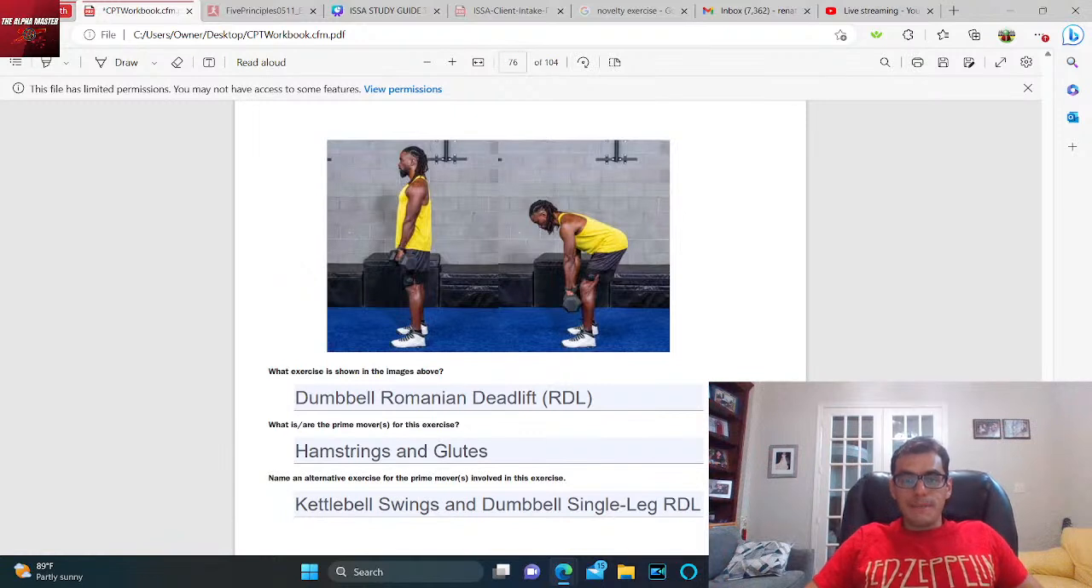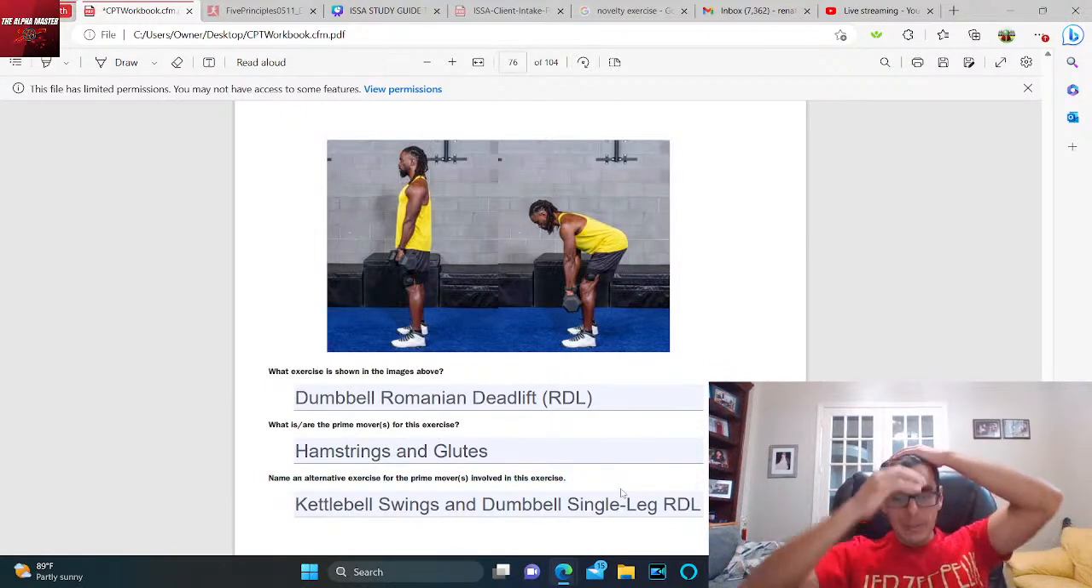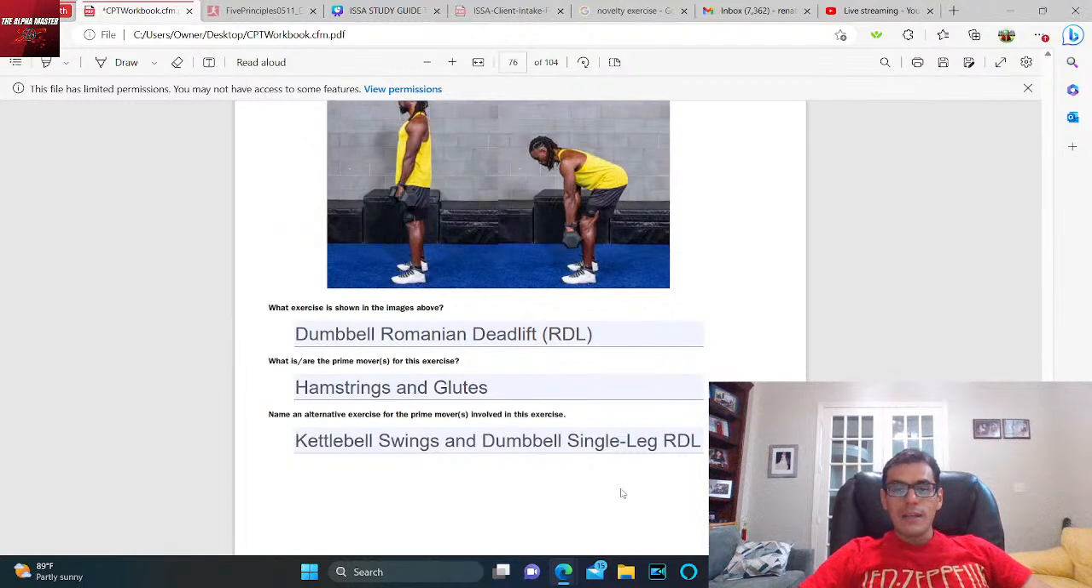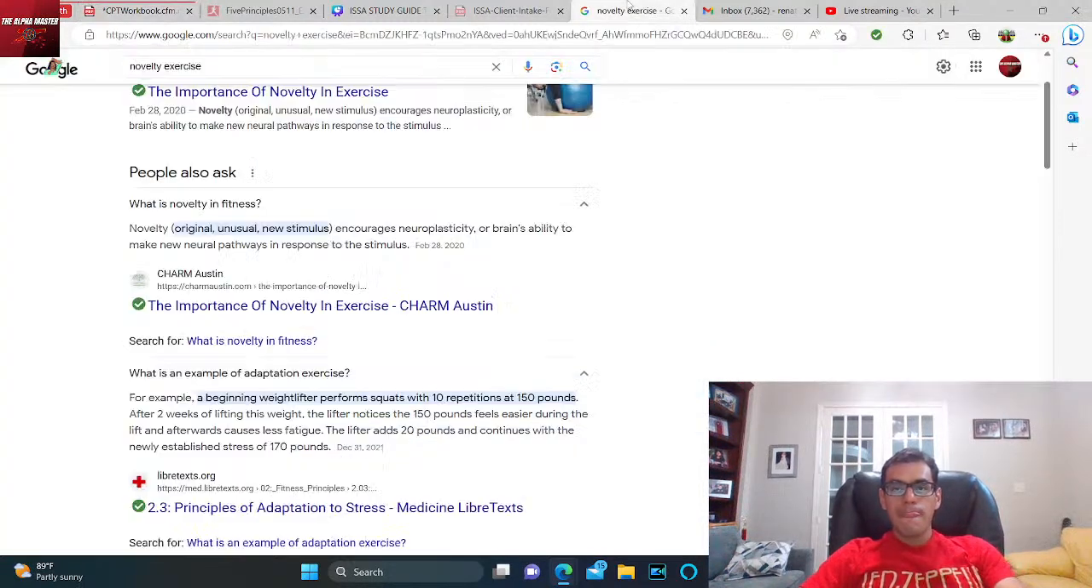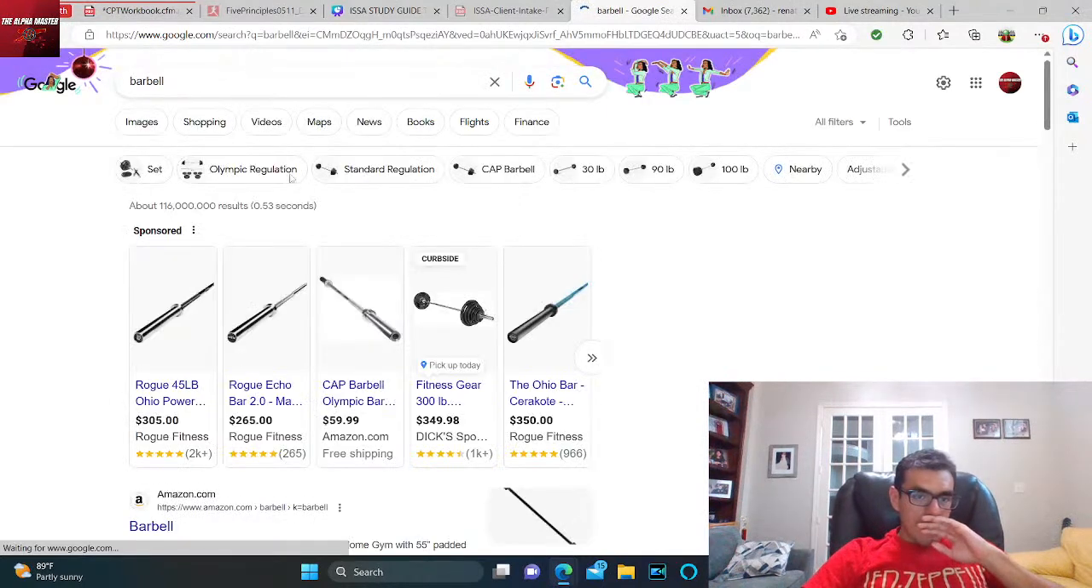You need to remain upright. The dumbbell Romanian deadlift focuses on the hamstrings and the glutes. The prime movers for this exercise are going to be the hamstrings and the glutes. An alternative exercise for the prime movers involved in this exercise is going to be kettlebell swings and dumbbell single leg Romanian deadlift.